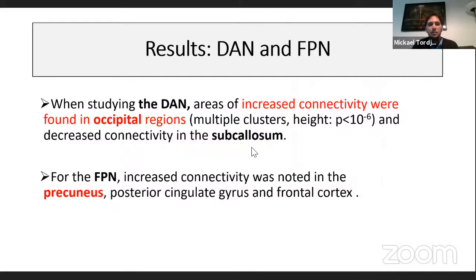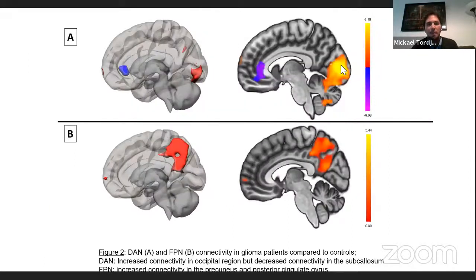When we studied the dorsal attention network, we found areas of increased connectivity in the occipital region and an area of decreased connectivity in the subcallosal area. When we looked at the frontoparietal network, we found increased connectivity in the precuneus, in the posterior cingulate gyrus, and in the frontal cortex, which are also areas found in the default mode network. So you can see this is when we compared patients and controls when studying the dorsal attention network, with decreased connectivity in blue and increased connectivity in red. And this is when we studied the frontoparietal network, with the increased connectivity.